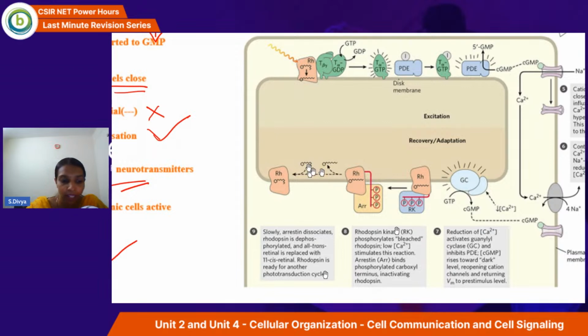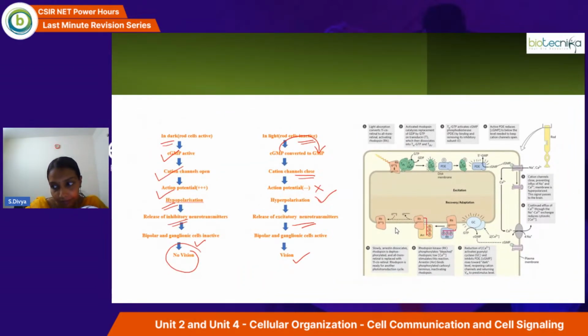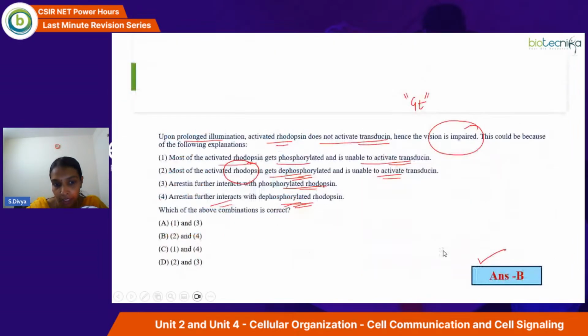Did you get the point, everyone? You are able to link this to that question? Yes? Can I get a reply from all of you? Are you able to connect this to this question?